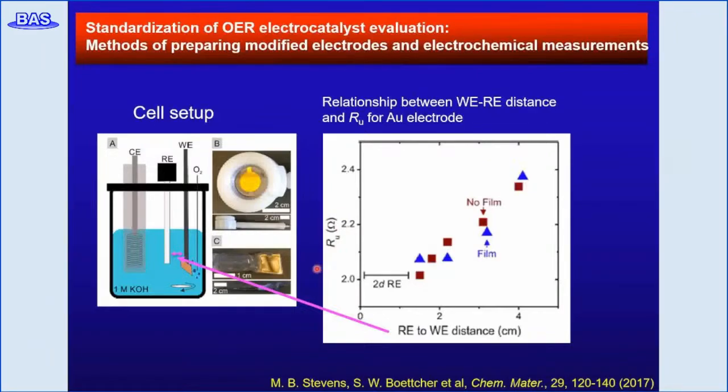The brown and the blue plot dots indicate with catalyst and without catalyst film. There is no significant difference between the two.